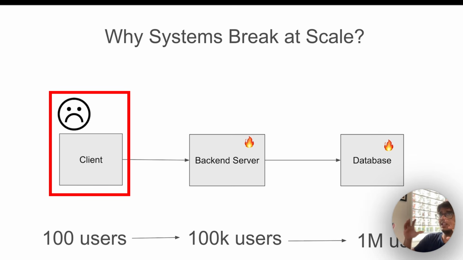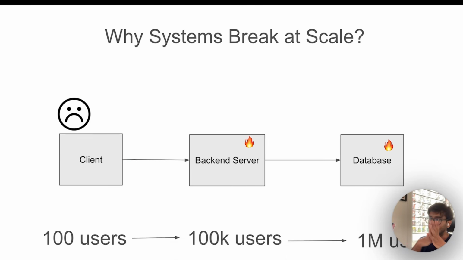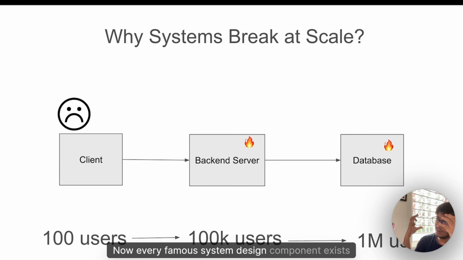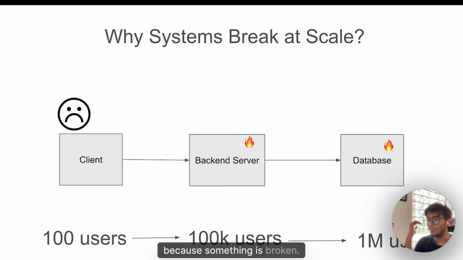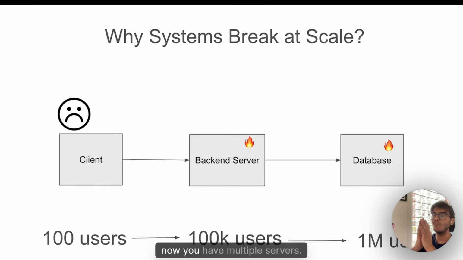So here was the birth of system design, right? Now you can connect everything. This is a very simple, uncomplicated way of explaining things. Every famous system design component exists because something is broken. To fix that, we need something. Now, let's say your server is overloaded. You would need a load balancer because now you have multiple servers.